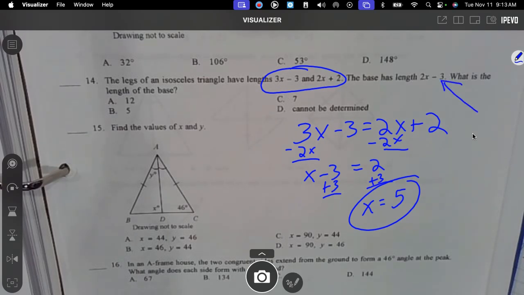That is the base. So where do you plug the x in? That. So it's 2 times 5 minus 3. What is 2 times 5 minus 3? 7. That's going to be 10 minus 3, which is 7. Your answer is C. Did y'all get that one? Okay, so that has a lot of parts. Setting equal, solving, and then you plug it into the whole other thing.